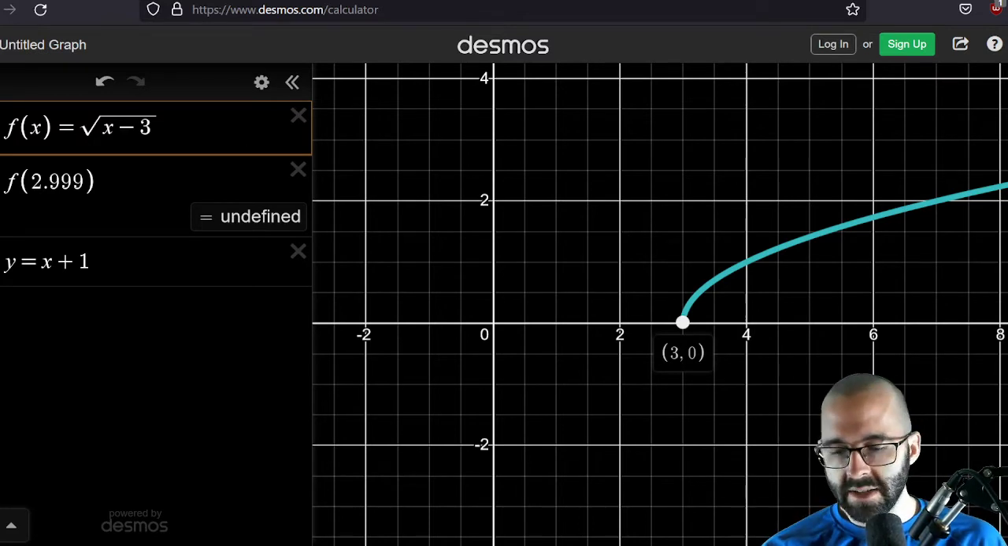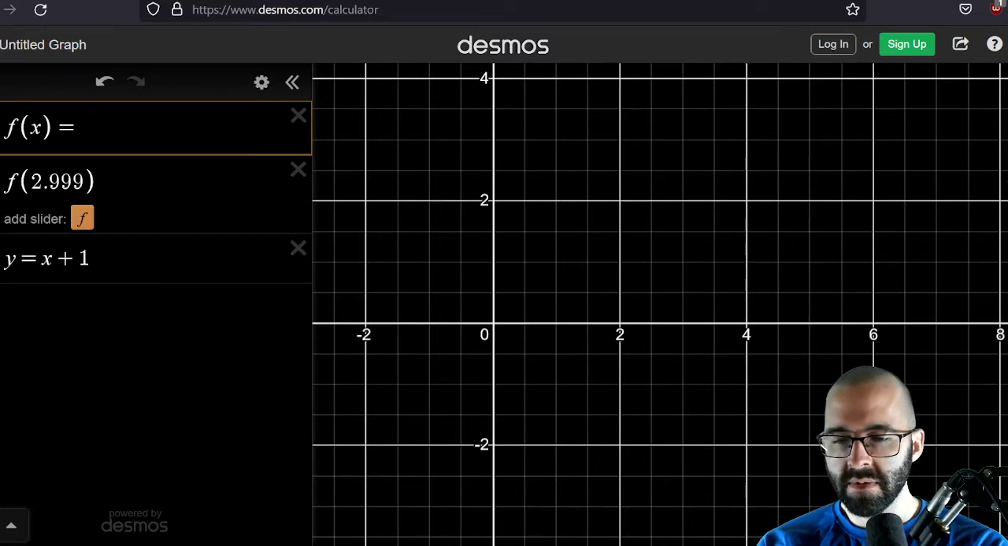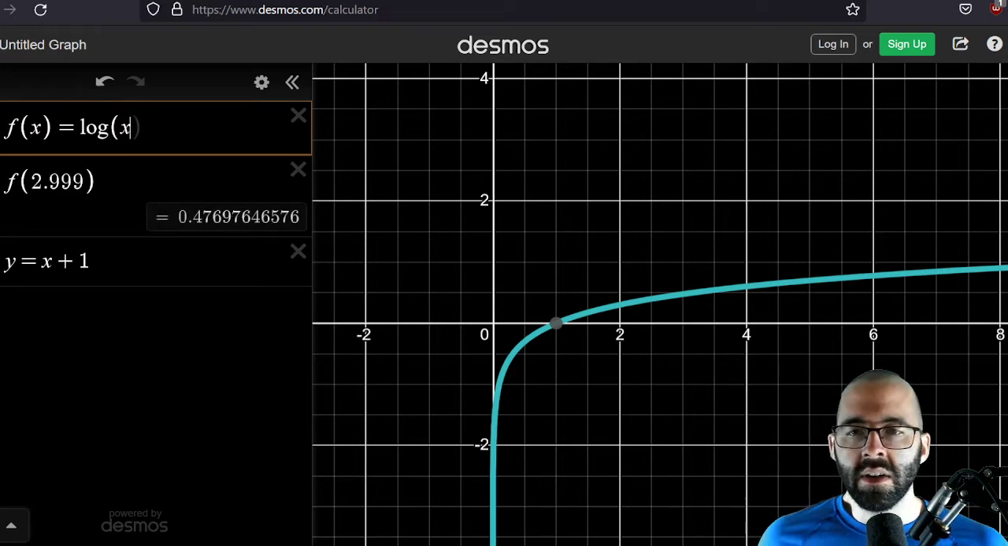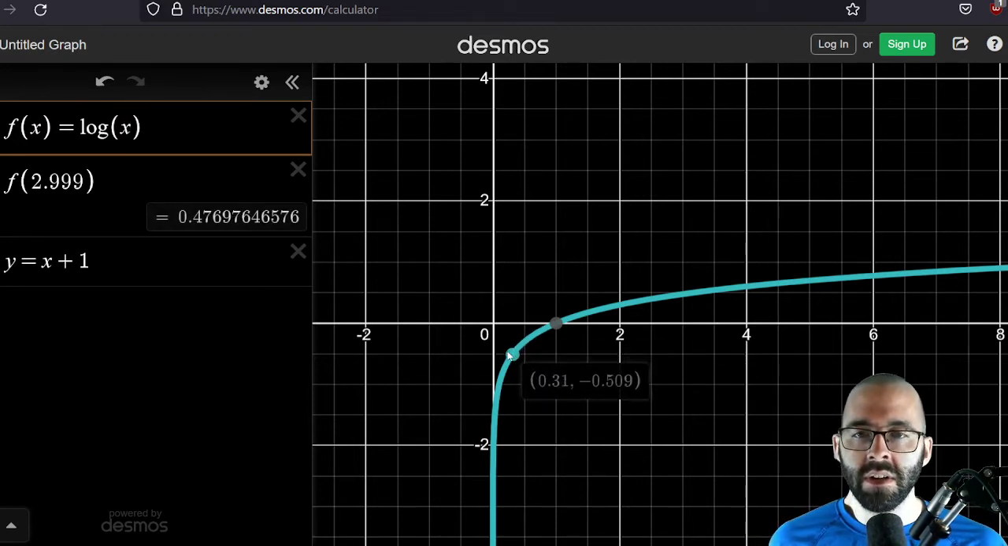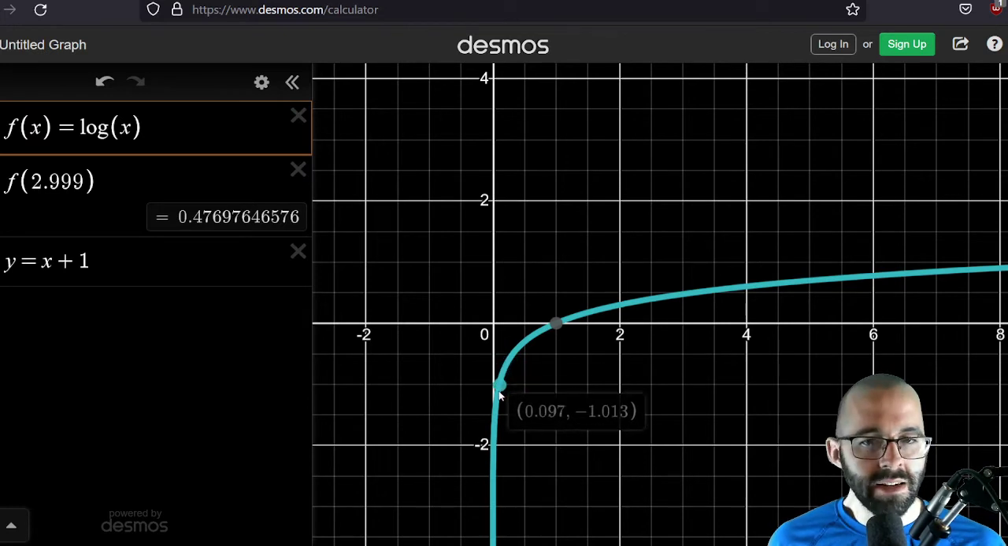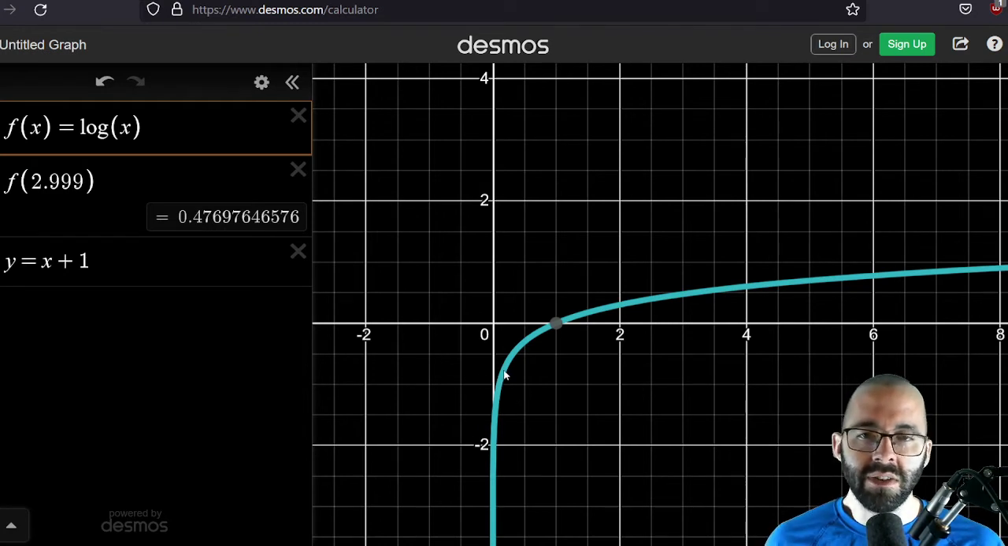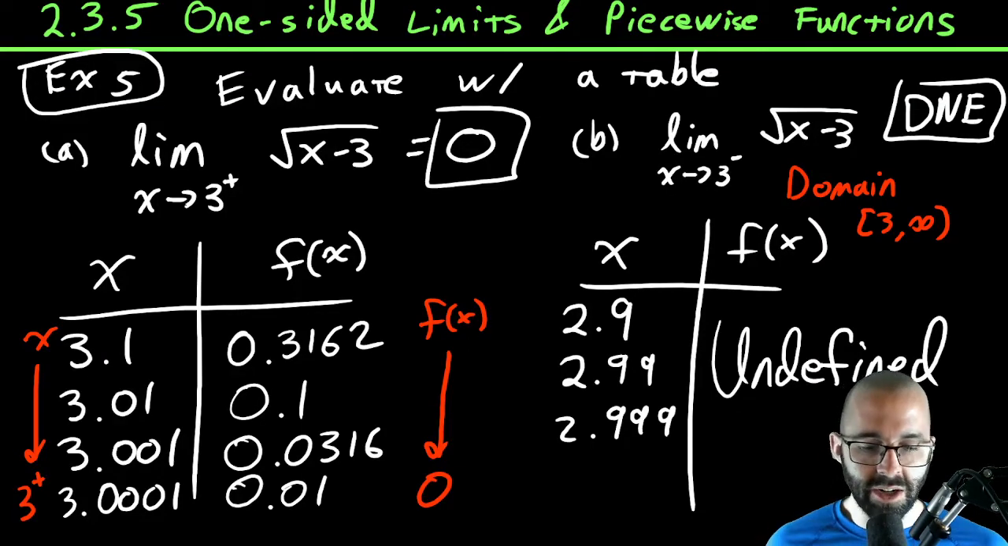Similarly, if we were looking at a logarithmic function, as x approaches 0 from the right, this limit is negative infinity. This function shoots down to negative infinity. But we couldn't talk about a limit as x approaches 0 from the left because there is nothing left of 0 for a logarithm. So that's something else where it could pop up.